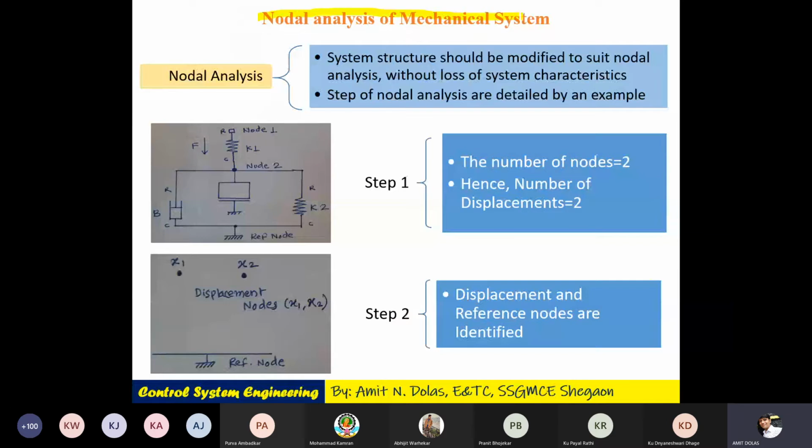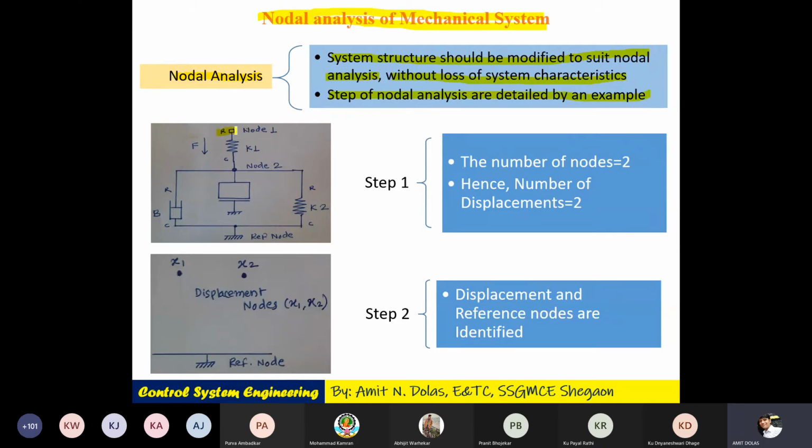Nodal analysis of mechanical system. Please have your attention here. Nodal analysis: the system structure should be modified to suit nodal analysis. If you are given any mechanical system, you have to modify it to suit the nodal analysis without loss of system characteristics. You should not put any component or element wrongly, and no node should be missed, including the reference node. Steps of analysis are detailed by example.